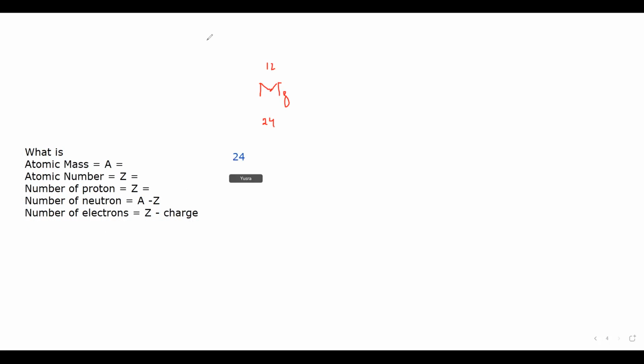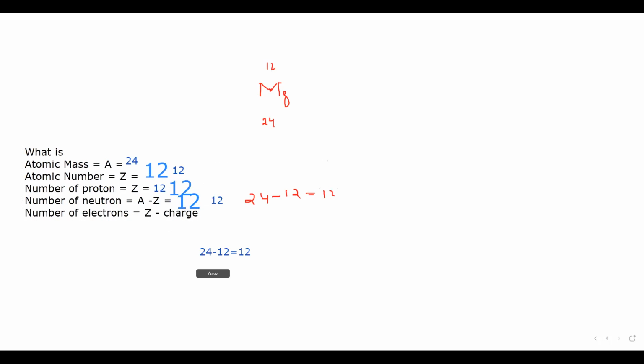So first, atomic mass, that's 24, right? What about atomic number? Atomic number is 12, correct? What about the number of protons? That's also 12. What about the number of neutrons? Because the number of neutrons is equal to A minus Z, the difference. So when you take the difference, it is 24 minus 12, that's equal to 12.